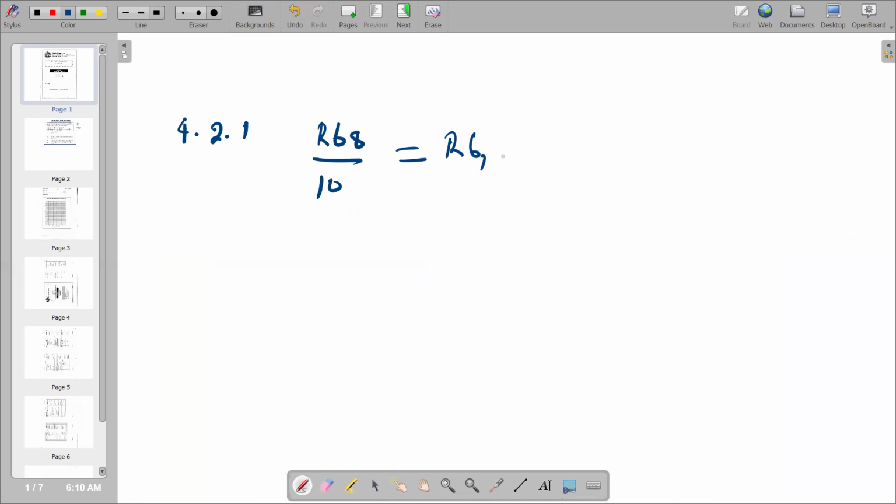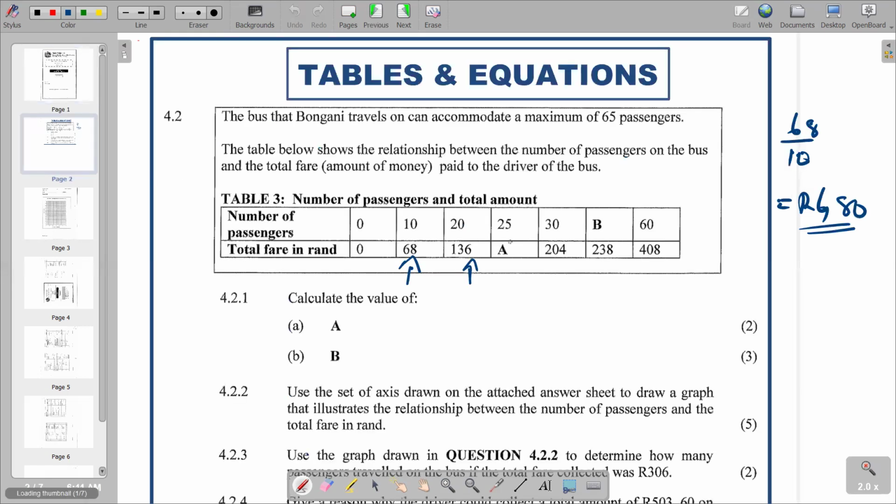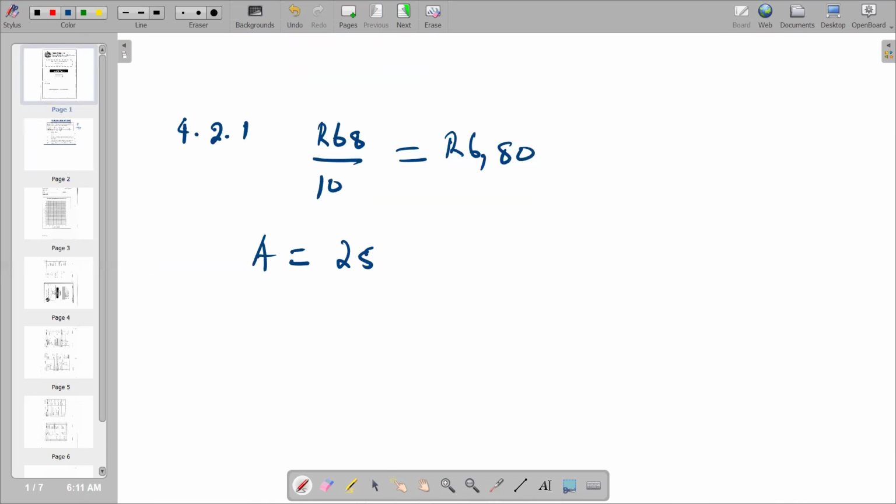The fare per passenger becomes 6.80 rand. Now to get your A, A becomes 25 times 6.80. If you multiply correctly there, your A becomes 170 rand. So basically this becomes your final answer, and that is what we have on that part.